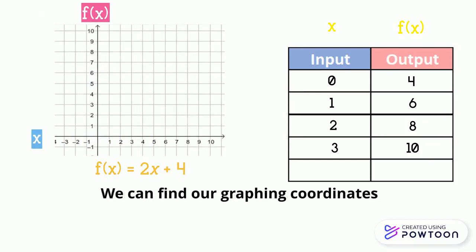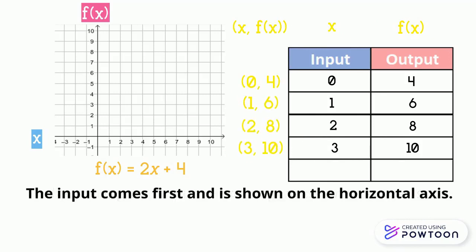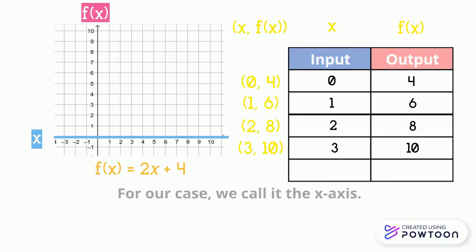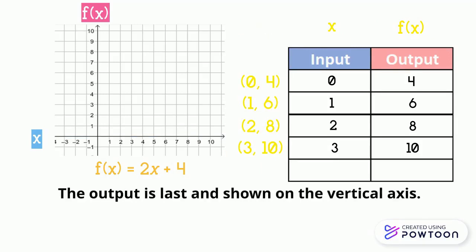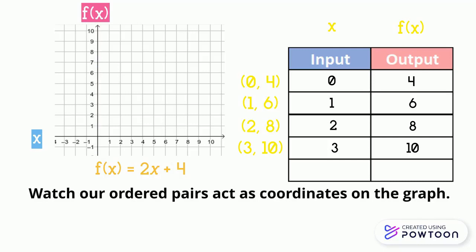We can find our graphing coordinates by writing our inputs and outputs as ordered pairs. The input comes first and is shown on the horizontal axis. For our case, we call it the x-axis. The output is last and shown on the vertical axis. For our case, we call this the f of x axis. Watch our ordered pairs act as coordinates on the graph.